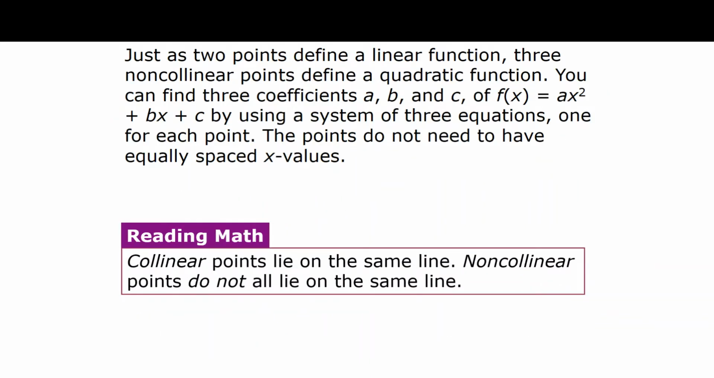All right, just as 2 points define a linear function, 3 non-collinear points define a quadratic function. You can find the 3 coefficients a, b, and c of f of x equals ax squared plus bx plus c by using a system of 3 equations, one for each point. The points do not need to have equally spaced x values.